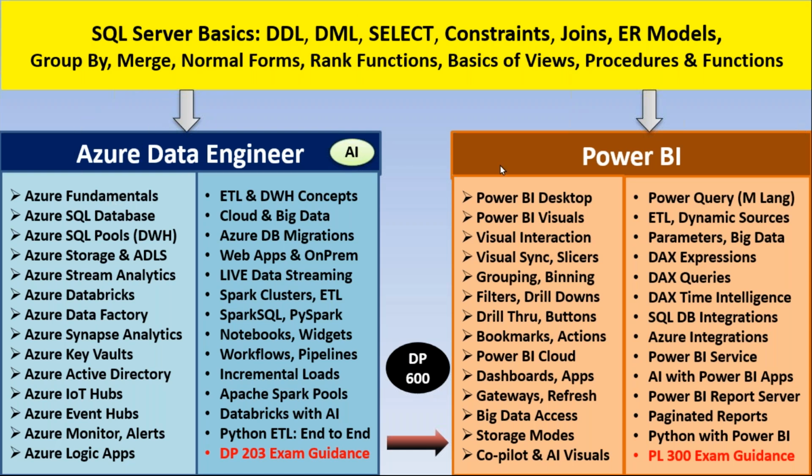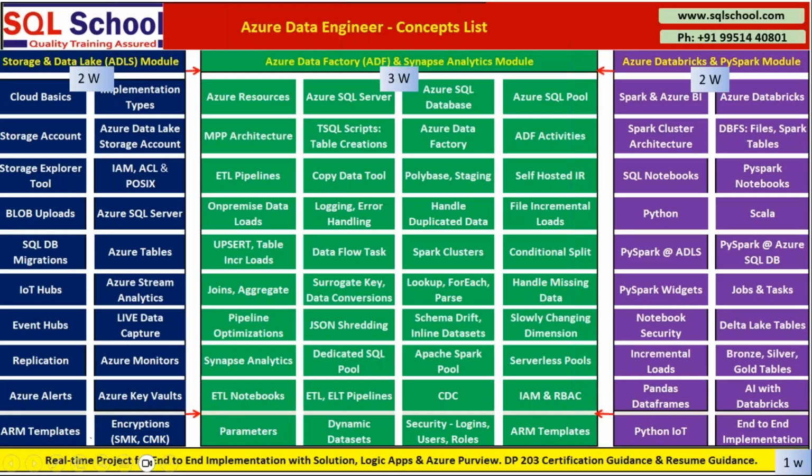To make it more clear, the entire 2 months plan is divided into 4 different modules. We have the storage and data lake module, 2 weeks. Then the Data Factory and Synapse Analytics module, 3 weeks.